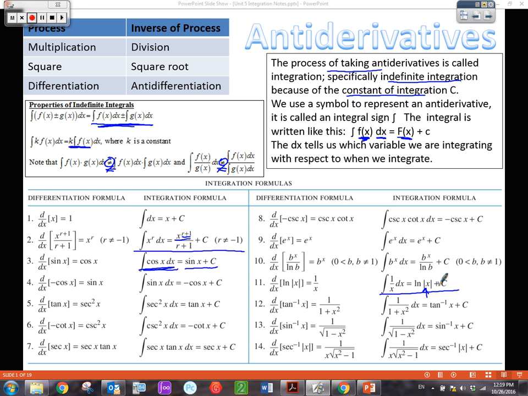So the integral of 1 over x dx is natural log absolute value of x plus c. All right, so now let's talk about the plus c. We keep seeing plus c, plus c. Well, what's the deal with that? Let me give you a couple of examples. Let's say we have a function, it's 3x squared plus 5. Let's take the derivative of it. So f prime of x is 6x.